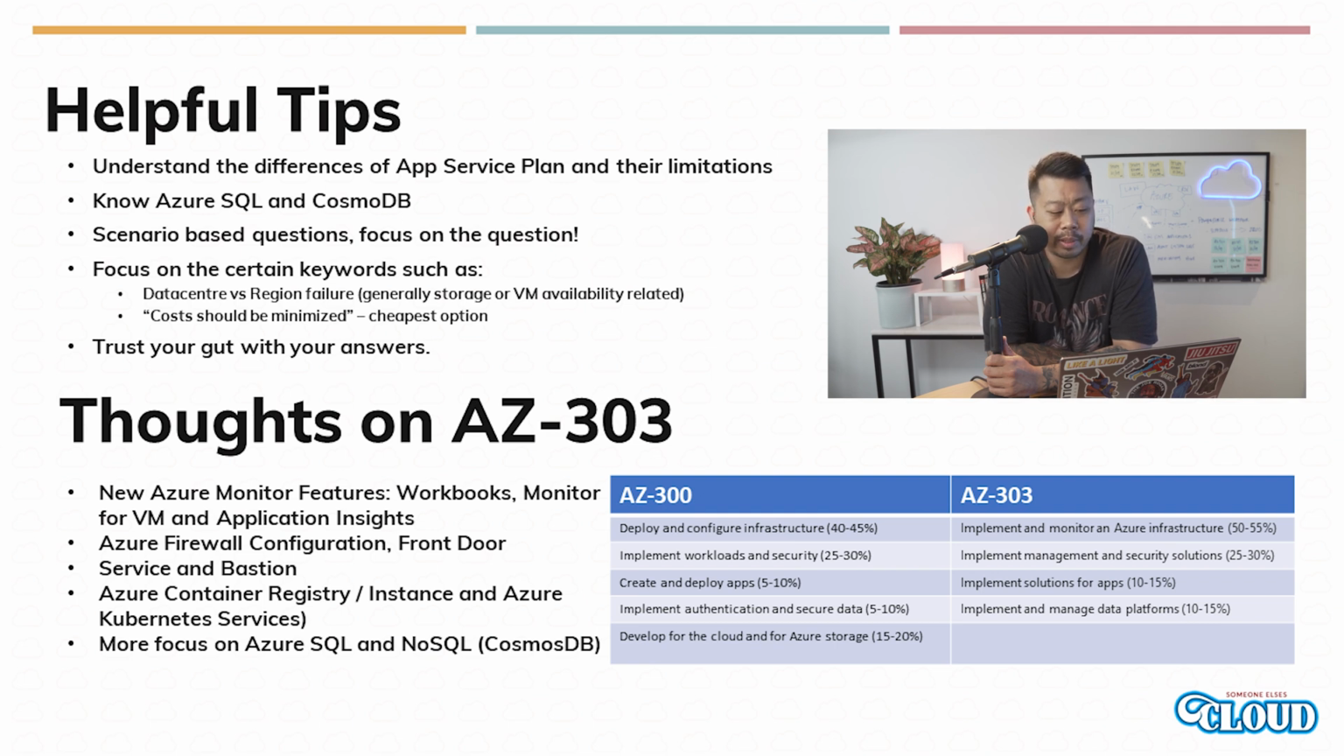Understand the differences of app service plans and limitations. It's a bit silly to know the ins and outs of these plans because you probably won't use all these combinations, but you'll get tested on them. Know Azure SQL and Cosmos DB, so know the use cases. I've already covered the topics, but that's something that I was not that familiar with, especially Cosmos DB.